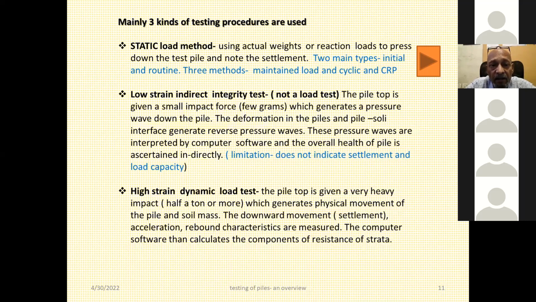And then there is a third method, which we call the high strain dynamic load test. Few of you must have come across this, in which a very heavy hammer is dropped on the pile, and the pile is provided with movement sensors, accelerometers, and other sensors, and the acceleration under that impact is measured. That is used as a tool to determine the capacity and also the settlement of the pile, the settlement behavior of the pile soil interaction.